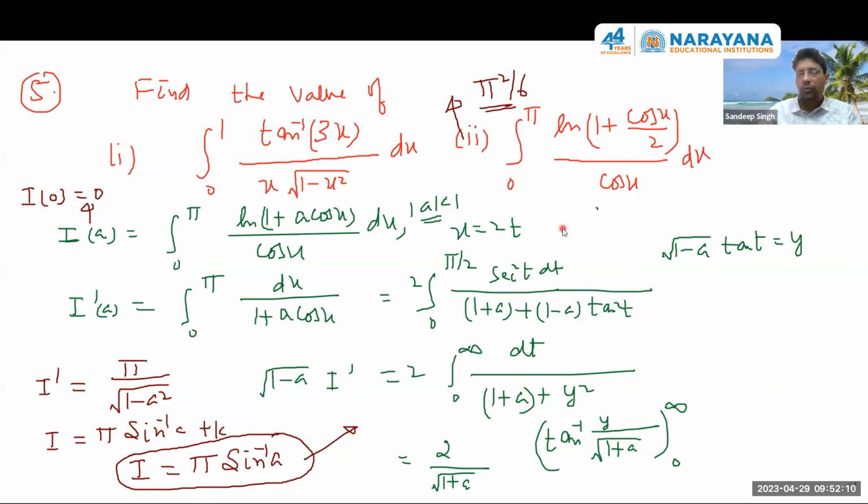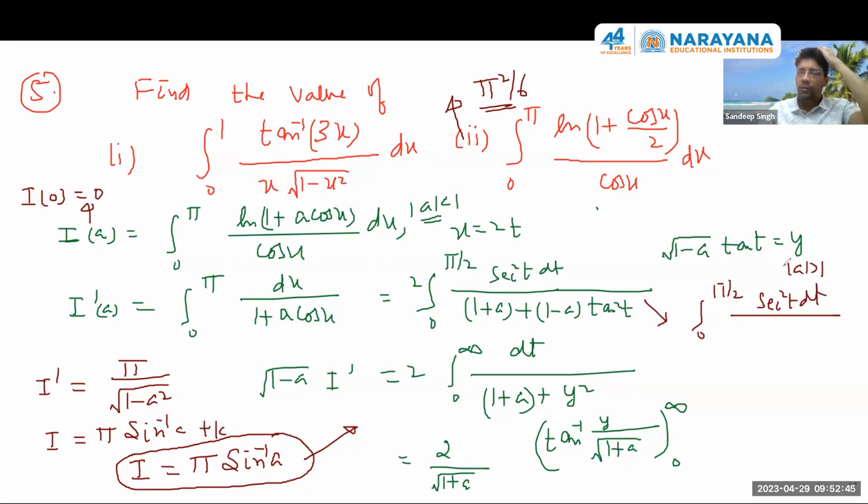So I was asking you, what will happen if mod a is greater than 1? You get an ln function, because here what will come? Minus of a minus, from here. But will this root be defined in that case? If mod a is greater than 1, will this root be defined? No. So here you should transform your technique to 0 to pi by 2. Suppose mod a is greater than 1. We want to discuss this also.